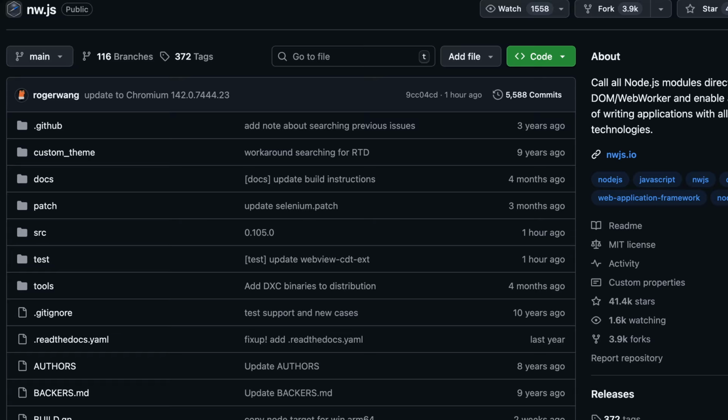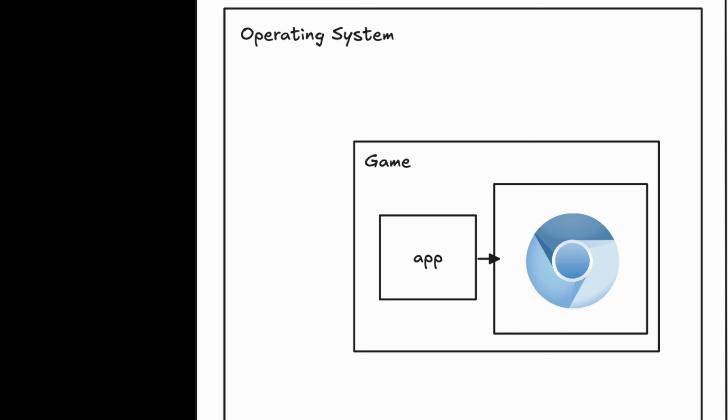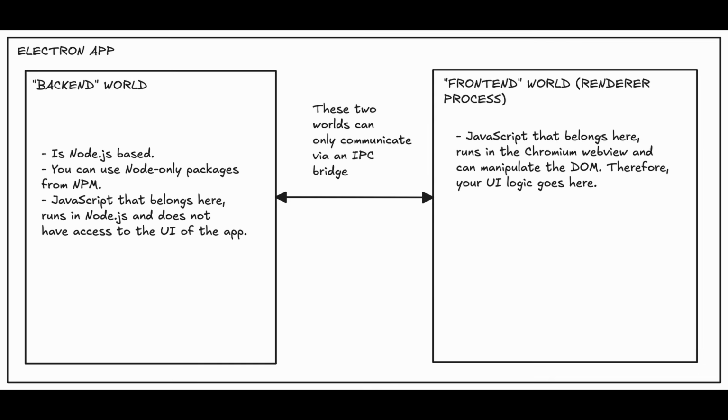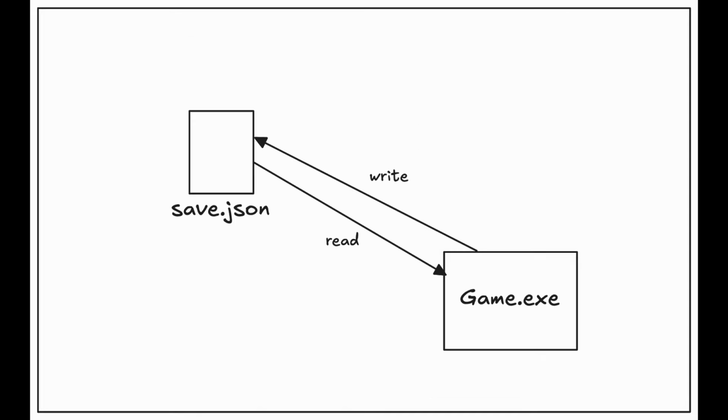I had initially written off NWJS as a deprecated, even though still maintained, version of Electron since it was created before it and used the same principle of bundling a Chromium instance with your app. However, after having tried it, it's really simple to use compared to Electron. First of all, it does not make a separation between the JavaScript that runs in the browser and the one that runs in Node.js. There is no backend and frontend to worry about and no IPC bridge to set up between the two. Writing logic to save data to some file and reading that file back is really simple.